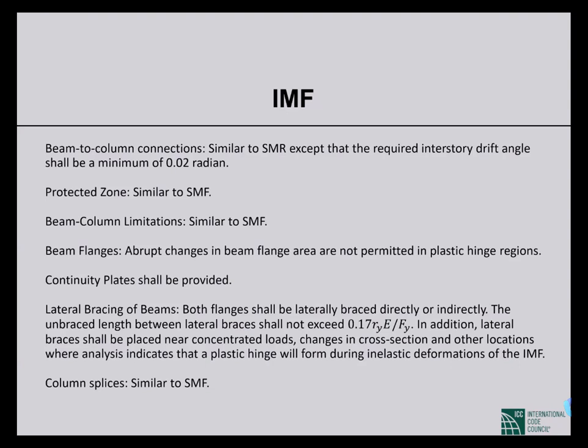So beam to column connections are similar to SMF. This is wrong, not SMR, similar to SMF, except that the required interstory drift angle shall be a minimum of 0.02 radian. Remember, while designing beam to column connections for SMF, we have to consider a rotation of 0.04 radian. In case of intermediate moment frame, that is less, that is 0.02 radian. We have to consider the protected zone similar to SMF. We have to consider beam column limitations similar to SMF.